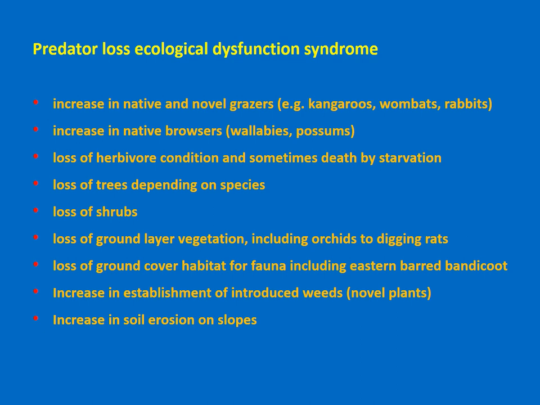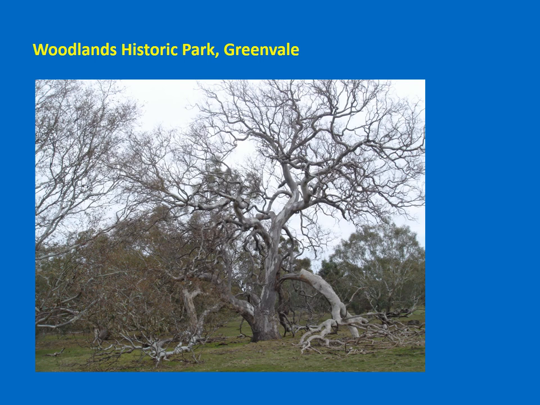So the example at Woodlands Historic Park is ample demonstration of the role of predators in ecosystems. The ongoing loss of mature and immature trees to possums and the stripping of the ground layer by wallabies, kangaroos and rabbits in particular, combined to make an ecological disaster. It'll take centuries to get living trees of this size back on the site, and there hasn't been any regeneration of canopy trees since the exclosure was started. Even the eastern barred bandicoot is in very low numbers now because of the stripping of the understory, which means that raptors can take them. So it's even failed in its own terms, which is to provide a haven for the eastern barred bandicoot.